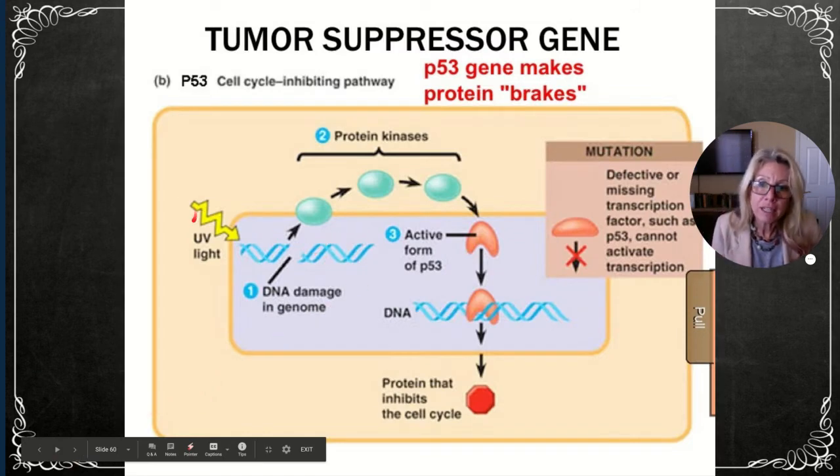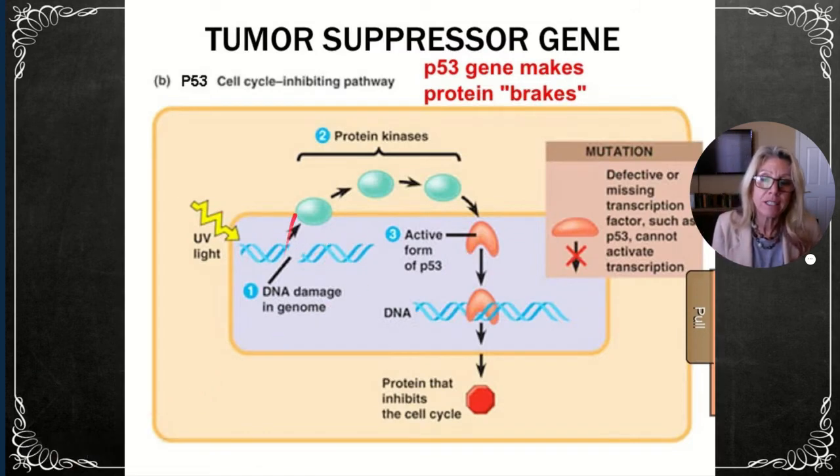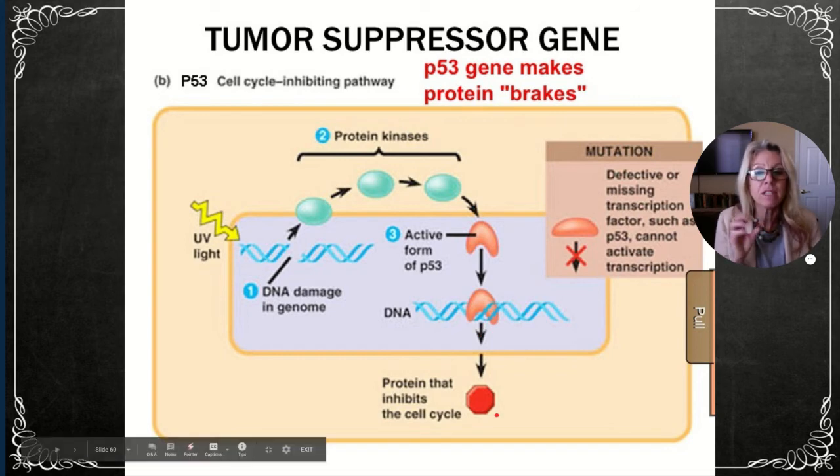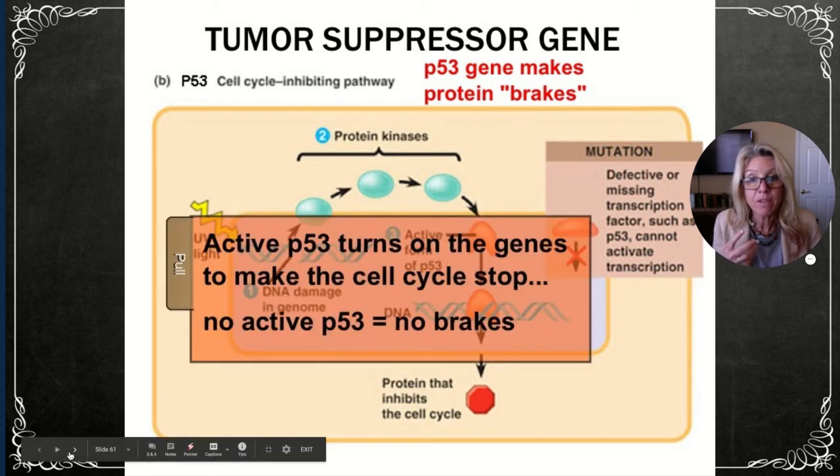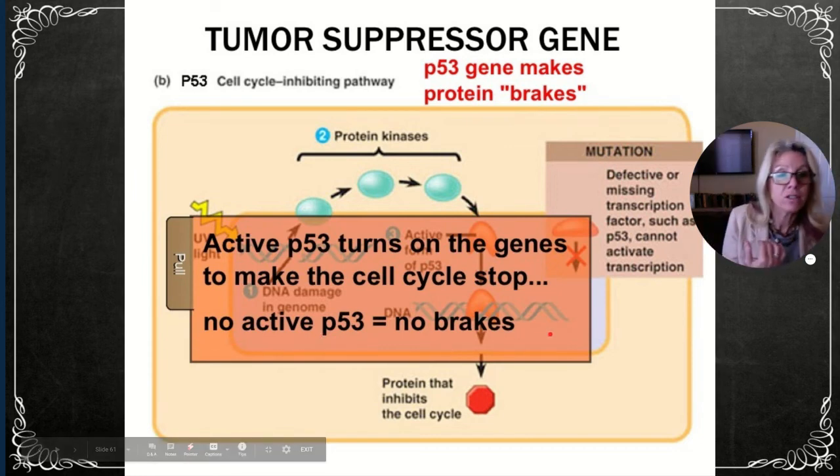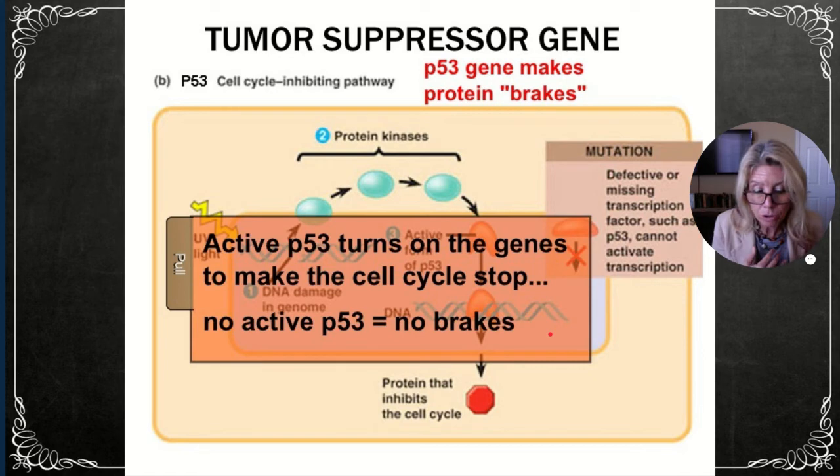Okay, if there's any, like here's some UV light, you've got damaged DNA, this alerts the P53 protein. It will either fix it. If it can't fix it, then the cell will commit apoptosis. If your P53 gene, which makes those protein brakes, is damaged, then you have no brakes. You have no brakes and no way to control that.